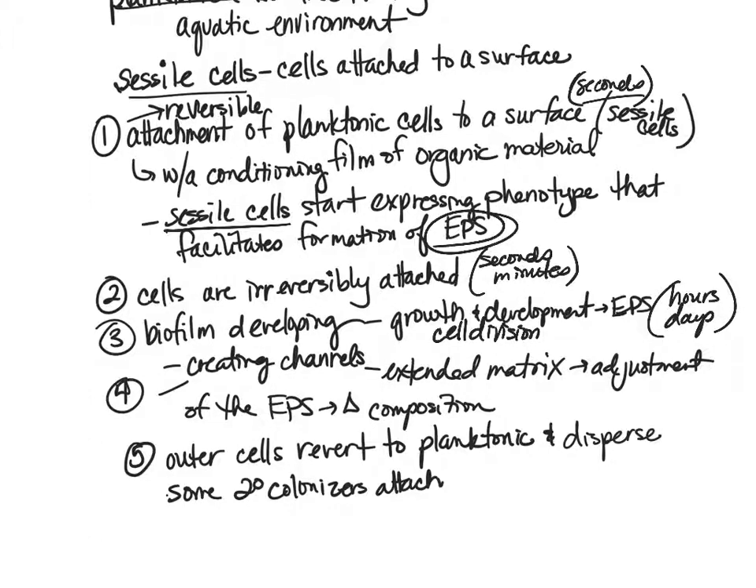Then in step 4, where we're starting to really create these channels, I would say this is mostly in step 4 here, where we're really creating these channels and we're extending out the matrix. This again is going to be within hours and days, depending on the organism. And then when we get to step 5, where we start to have these planktonic cells that are dispersing from the surface, this is really going to be after several days or even months. And then they're going to be spreading, basically.